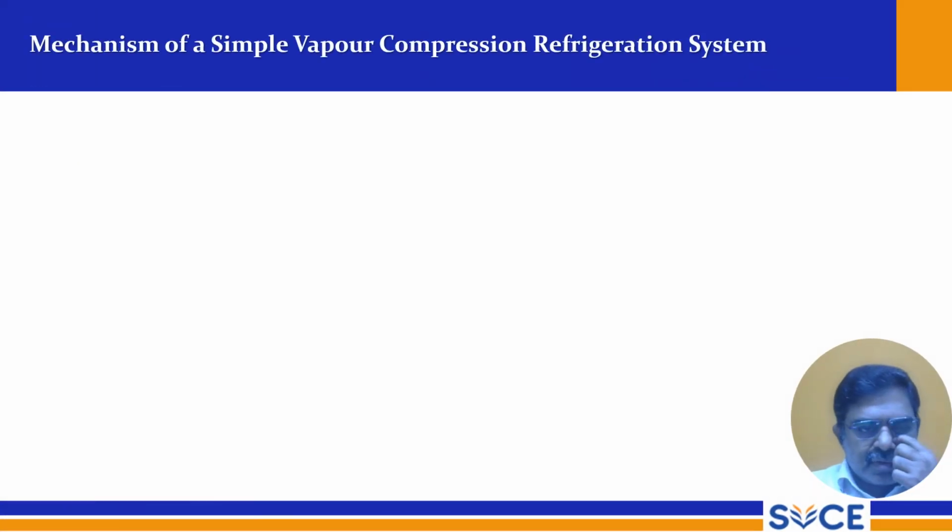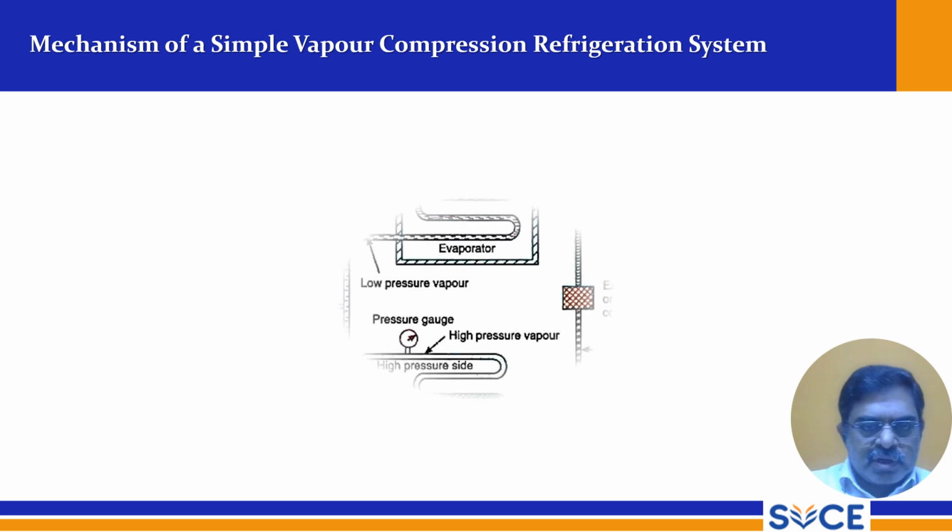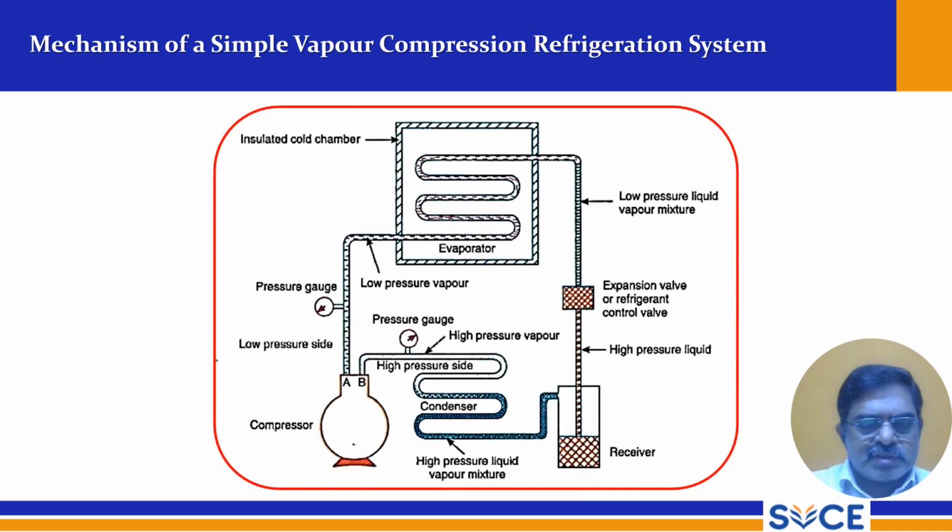So, the mechanism of a simple vapor compression refrigeration system. In the last diagram I showed you the overview of the vapor compression system. Here I will show you the elaborated diagram. You can see here, this is the compressor. Now this is the evaporator, this is the insulated space. So this is the refrigerated space.